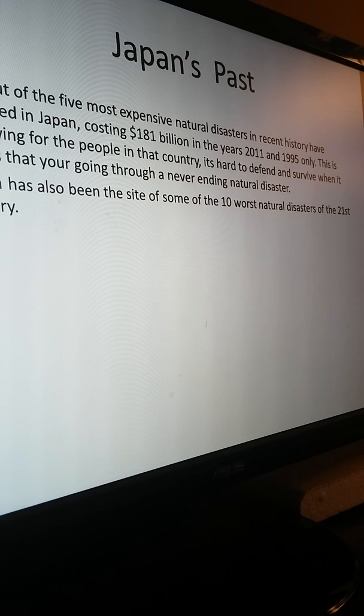2 out of the 5 most expensive natural disasters in recent history have occurred in Japan, costing 181 billion in the years 2011 and 1995 only. This is horrifying for the people in that country. It's just very sad to hear that. Japan has also been the site of some of the 10 worst natural disasters of the 21st century.